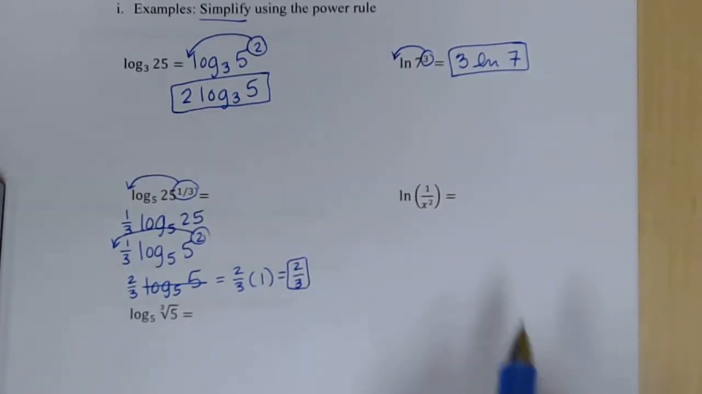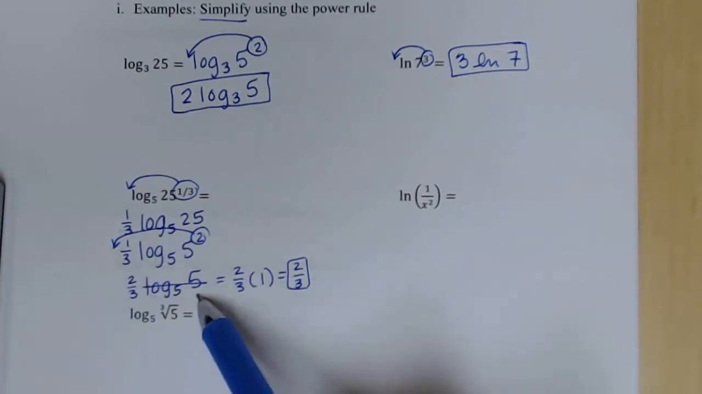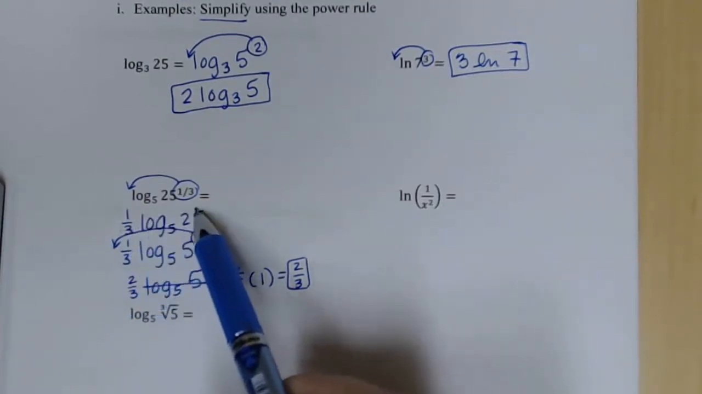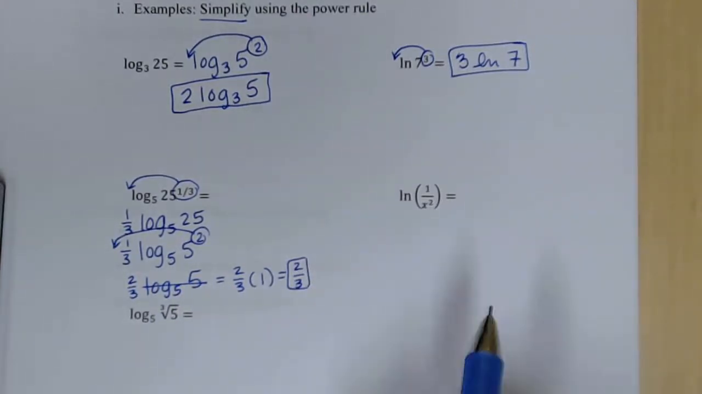Talk about simplify. We used the power rule, we used the power rule again, we used our inverse property. So I took this crazy looking logarithm and actually simplified it down to a numeric value of 2/3. Look at the next one.